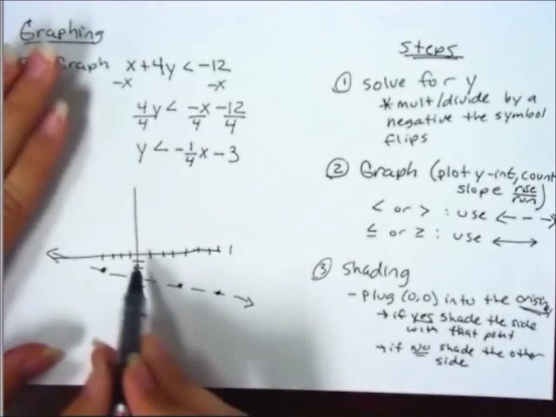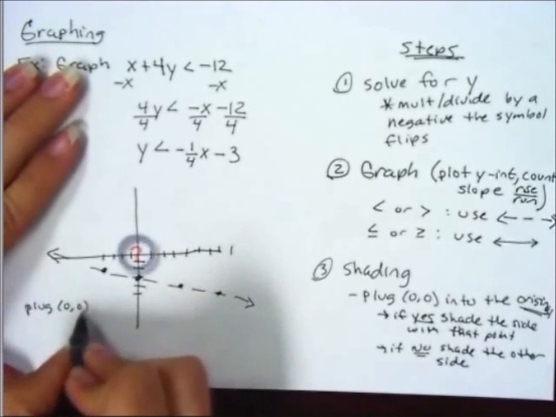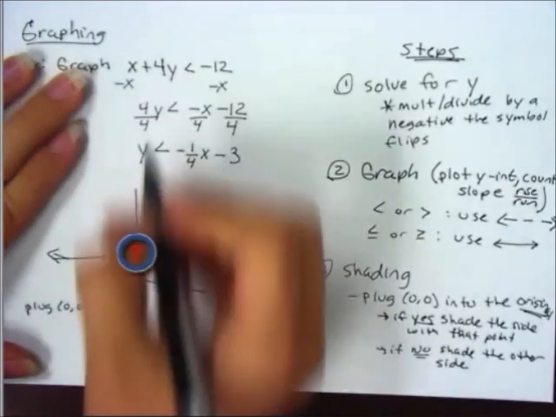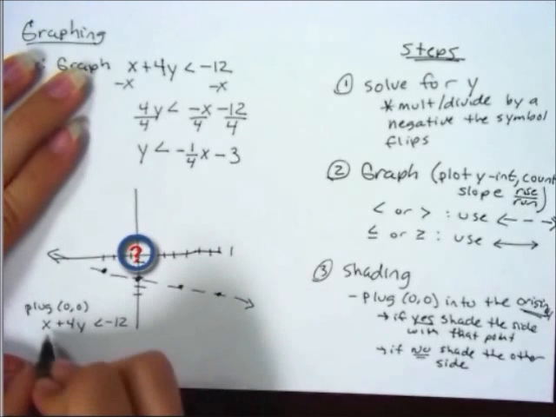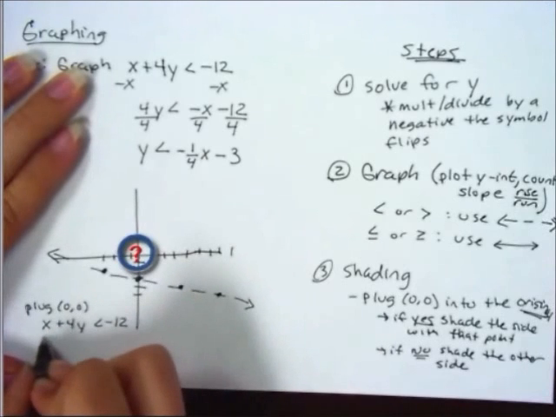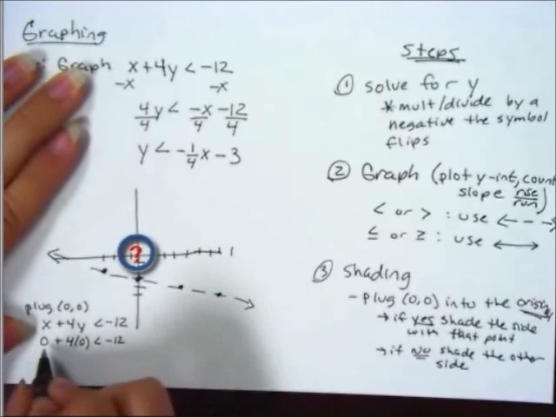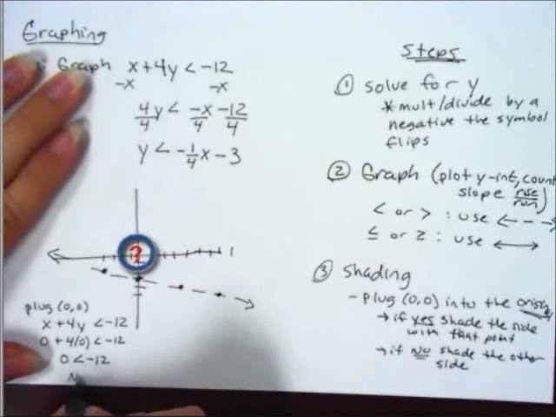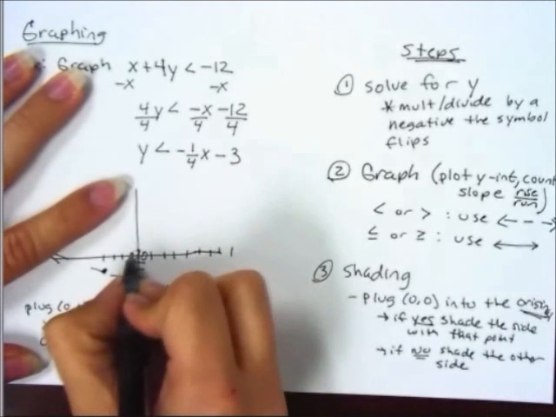Okay, so if we look at this point, we're going to plug in 0, 0. Right there at 0, 0, I'm plugging that point in. So we go back to my original, which was x plus 4y is less than negative 12. We plug in 0 for x and 0 for y. 0 plus 4 times 0 less than negative 12. Well, 0 plus 4 times 0 is also 0. 0 plus 0 is 0. Is 0 less than negative 12? No, it's not. So since right here at 0, 0 it's not, I'm going to write no over that point.